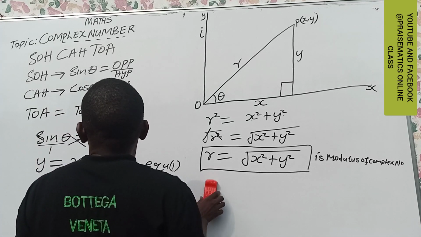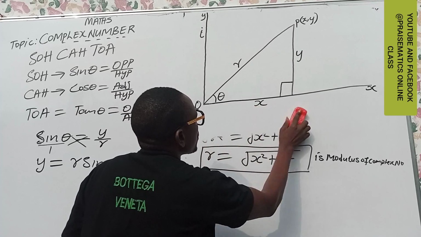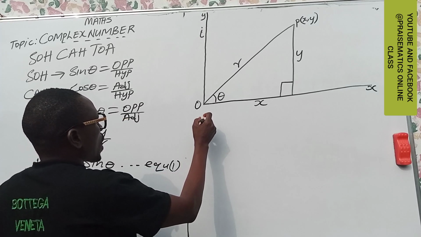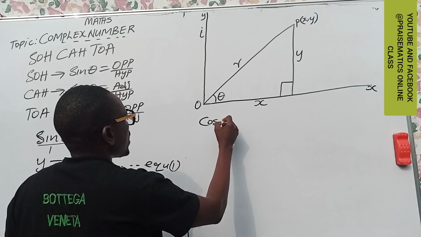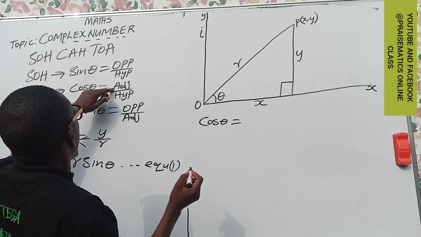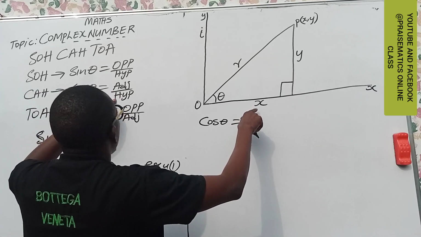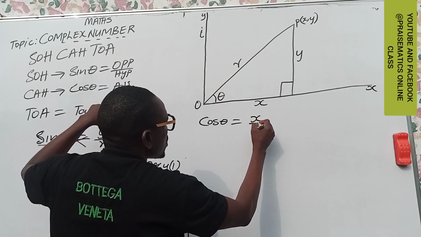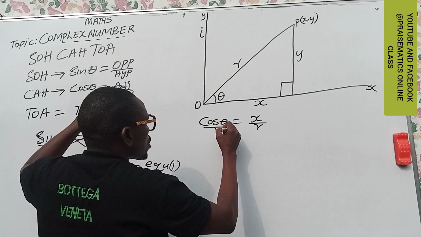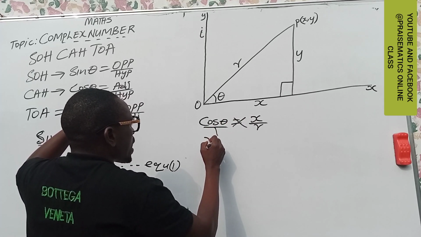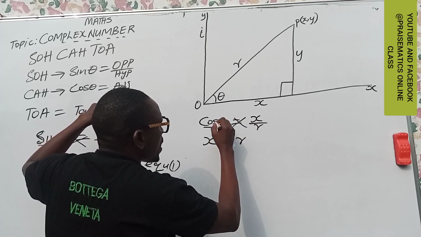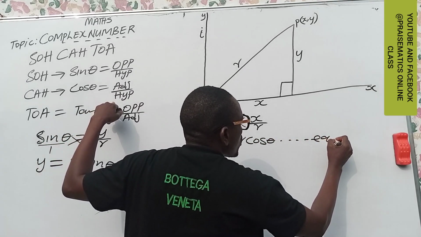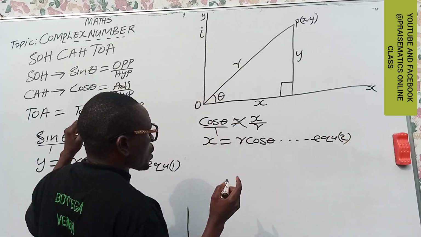Now, let's continue. Let's look at cos theta. Cos theta is equal to adjacent over hypotenuse. Our adjacent here is X. Hypotenuse is R. Cross multiply. We have X equals R times cos theta, which gives us R cos theta. Call it equation 2. Very important.